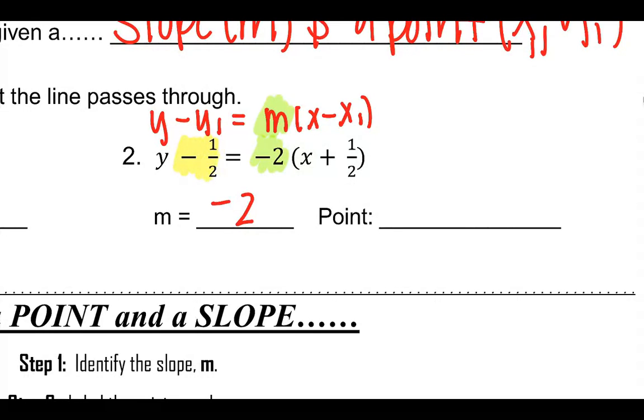And I've got my y1 is a negative 1/2 and my x1 is a positive 1/2. So if I look at x first, it's a positive, but when I take it out of that formula, because of that negative sign, it's actually going to be opposite. So instead of being positive, it's a negative 1/2. And then same thing with y. It looks negative, but when I take it out, it's going to be a positive 1/2. So my point is negative 1/2, positive 1/2.